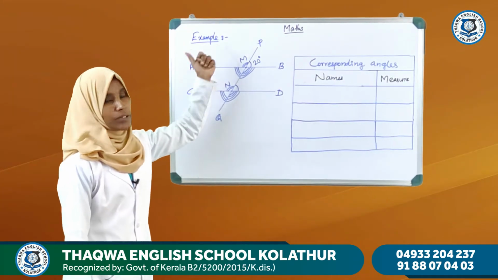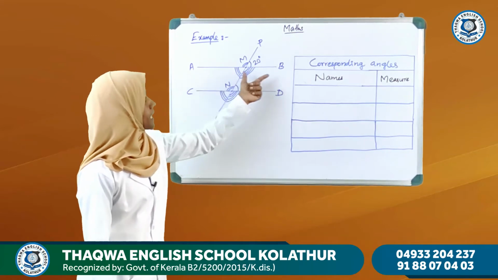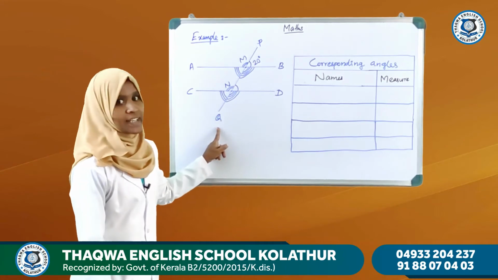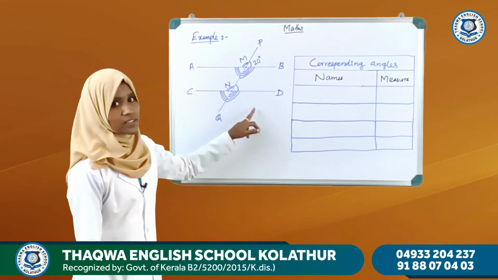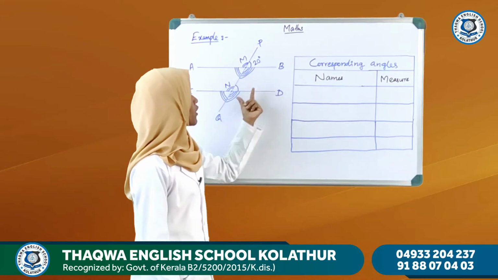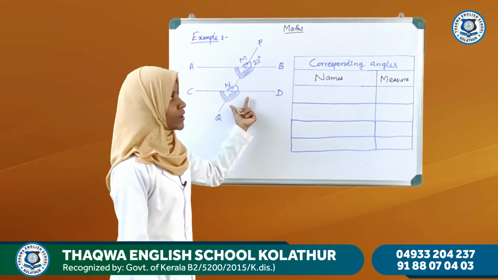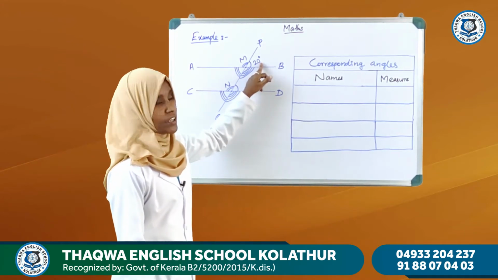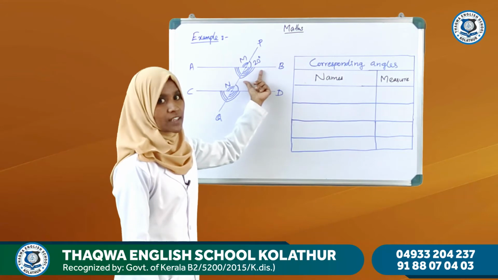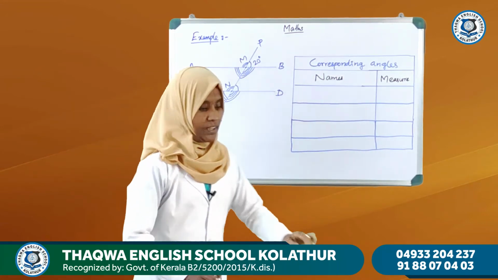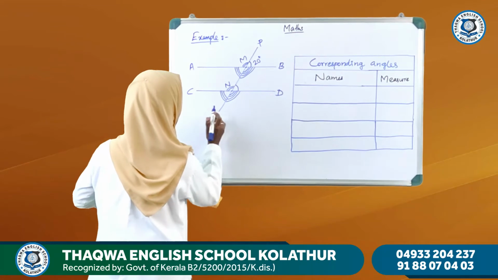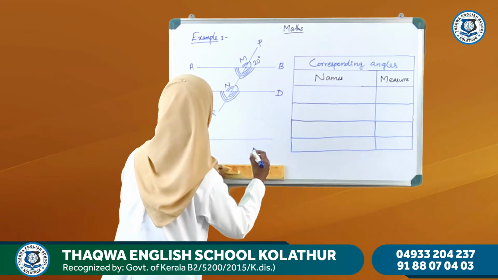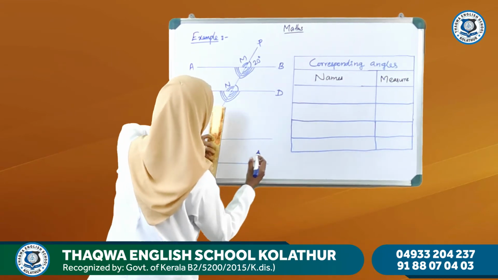Let us discuss one example. Here the lines AB and CD are parallel and PQ cutting the pair of parallel lines AB and CD. Now we have 8 angles here. Then you have given one angle 20 degree. Now we can find out the other angles. Other 7 angles we have to find out.